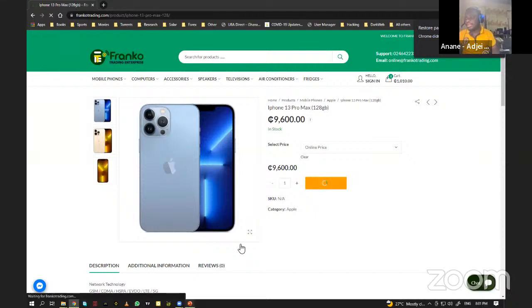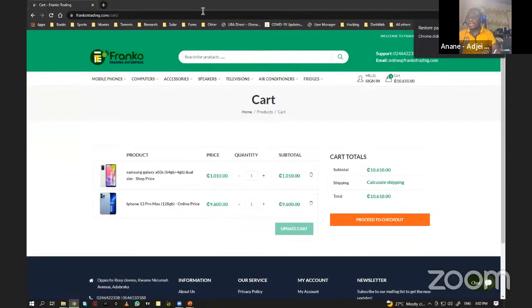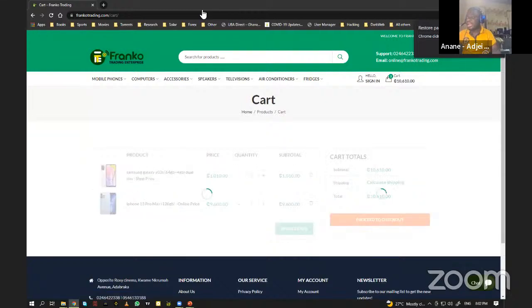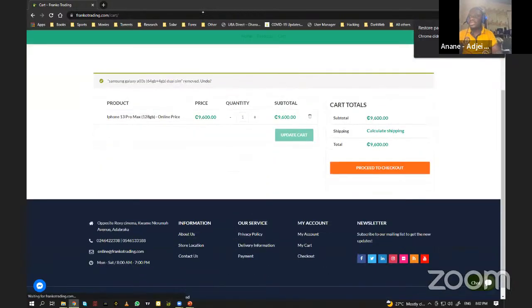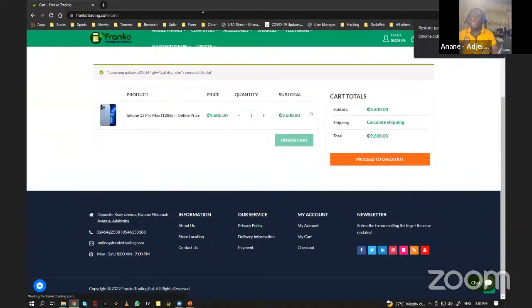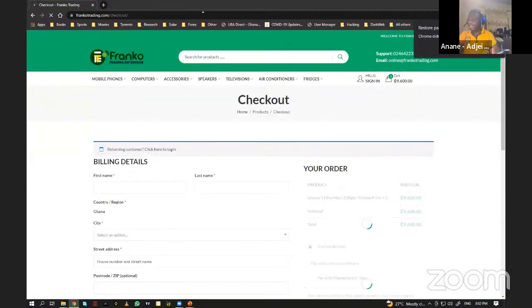What I'm just trying to explain here is that by adding it to the cart, I added a particular phone. Let me take that particular phone out and be left with the iPhone 13 Pro Max, 9,600. Okay, so I can proceed to check out. Then the mode of payments will come.